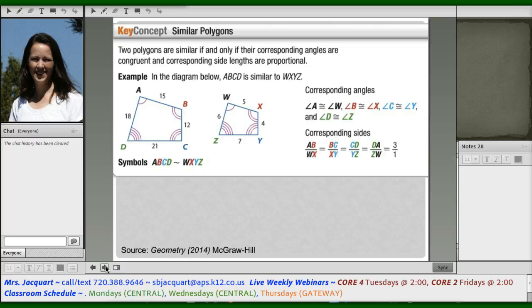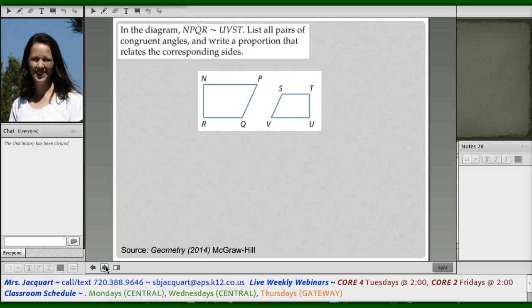Okay, push pause if you need to. All we're saying is if I have similar polygons, their angles are congruent and their side ratios are the same. So list all the pairs of congruent angles and their proportions. So it is best to start with method to your madness.